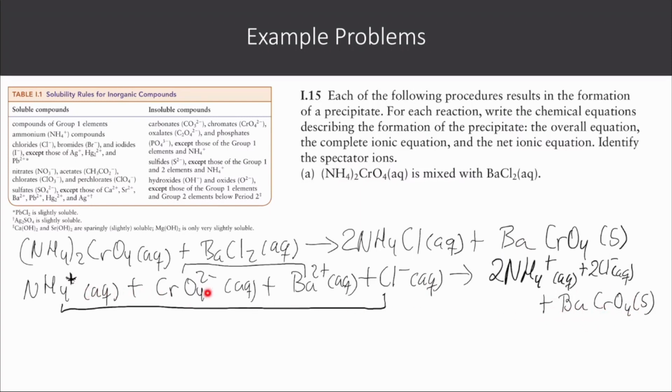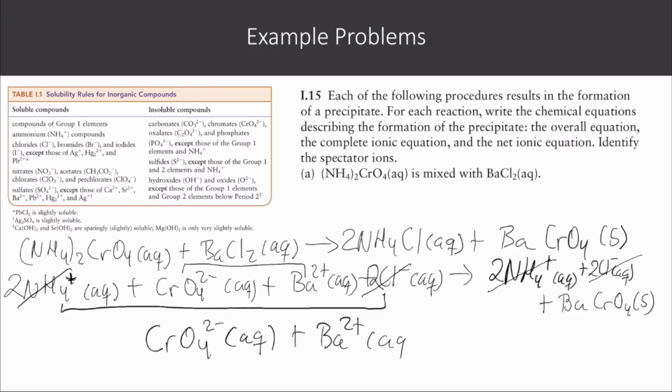Then we cancel on the left and right hand side the ions that are similar. So these also must be balanced. There is a 2 here and there is a 2 here in the chloride. So we cancel the two ammonium ions, the two chloride ions, and we are left with the chromate ions plus the barium 2 plus ions, both in aqueous solution, forming the precipitate barium chromate, a solid.